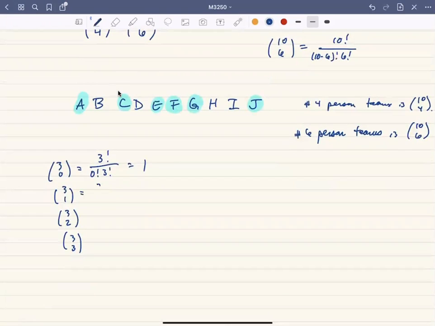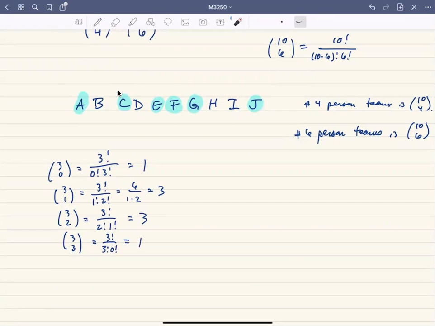3 choose 1 is going to be 3 factorial over 1 factorial times 2 factorial. 3 factorial is 6, 1 factorial is 1, 2 factorial is 2, so this is going to be 3. 3 choose 2 is 3 factorial over 2 factorial times 1 factorial, so again that'll turn out to be 3. And 3 choose 3 will be 3 factorial over 3 factorial times 0 factorial, which is 1. Let's think about this case in particular, 3 choose 3.